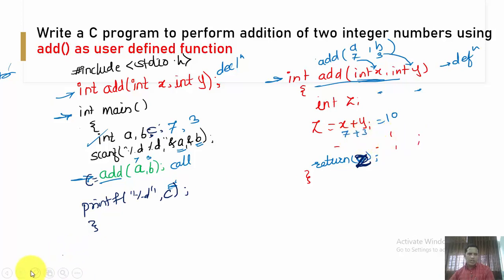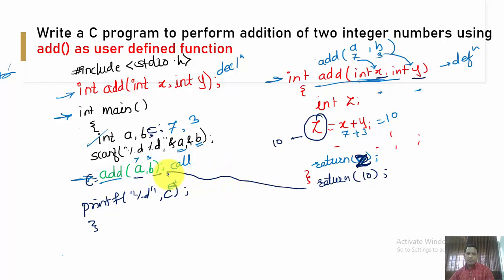Okay, so as usual, whatever values get assigned to variables a and b, the same are transferred to variables x and y. Now it is going to perform the addition again. 7 plus 3, 10. Now the value of z is what? 10. And when I am writing here return z, it means the value of z, that is what? 10. Now this 10 is given back to this function.